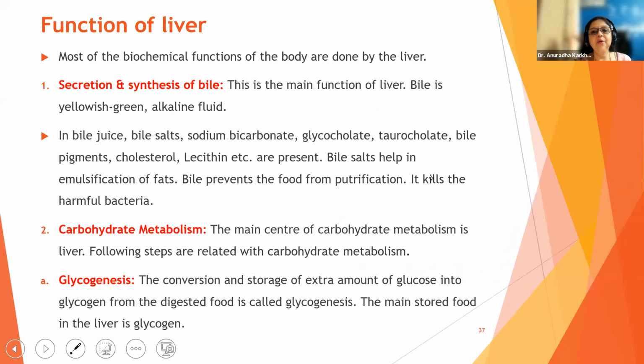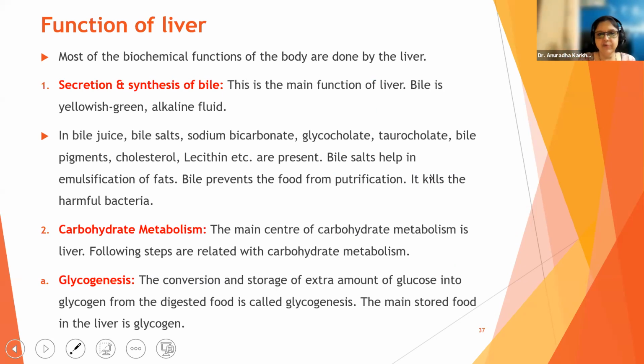Yeah. Most important, what are the functions of the liver? See, most of the biochemical functions of the body are done by the liver. First, secretion and synthesis of bile. Of course, where does the hepatic artery go? Into the sinusoids. It will also open into the sinusoids to supply oxygenated blood, beta. Okay, it will not go anywhere. Yeah. So secretion and synthesis of the bile. This is the main function of the liver.